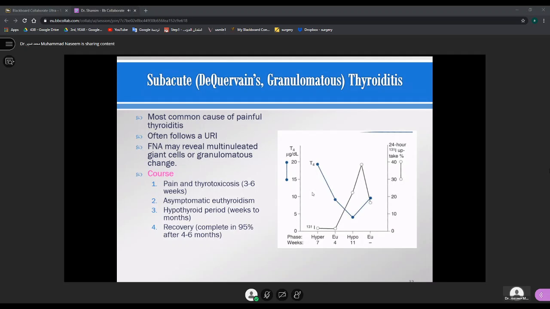The patient will go through a characteristic course of symptoms. Initially, there will be pain and thyrotoxicosis. This lasts for 3 to 6 weeks. Then the patient will have a period of asymptomatic euthyroidism. And still later, the patient has a hypothyroid course. This lasts for weeks to months, and finally recovery occurs, which is complete in 95% of patients in 4 to 6 months. So initially hyper, then asymptomatic with normal level of thyroid hormone, then the patient becomes hypothyroid and finally recovers.